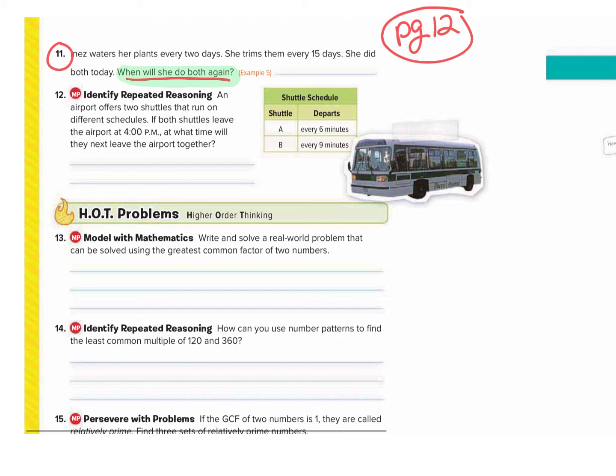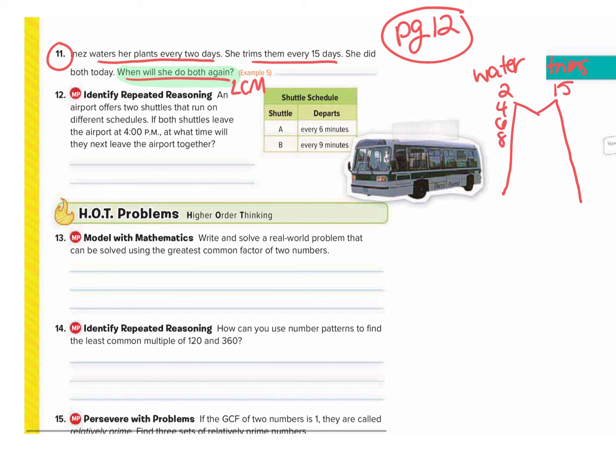So we're going to be finding the least common multiple, because the numbers are going to be getting bigger because we're looking ahead. So she waters her plants every 2 days and trims them every 15 days. So we're going to find the least common multiple, which is going to tell us when is the soonest that she'll do both again. So this is how often she waters them, and this is how often she trims them. So let's do some multiples of 2. Remember, multiples multiply the number, so the number gets bigger.